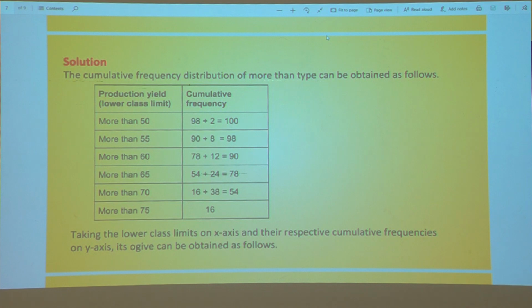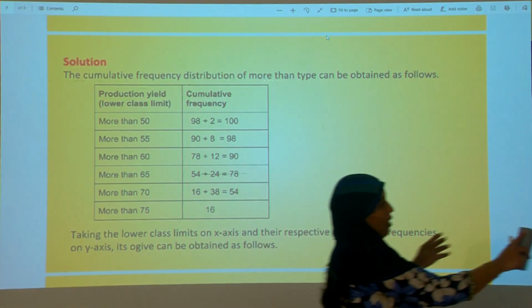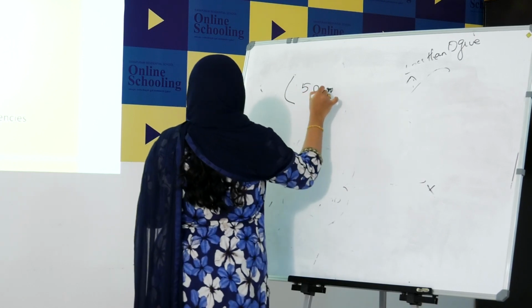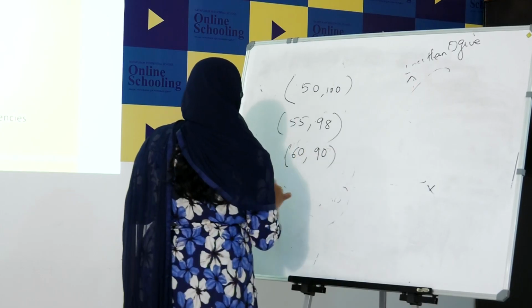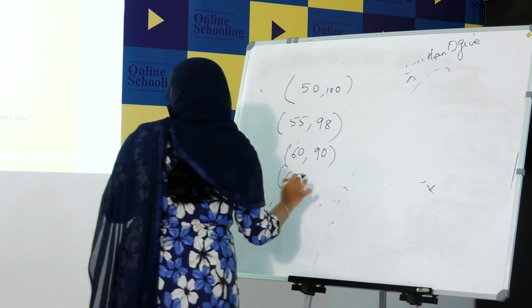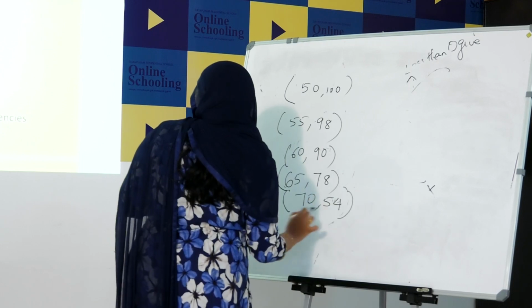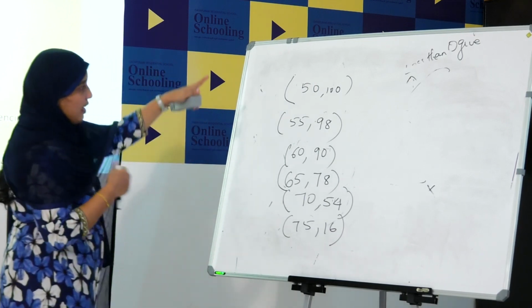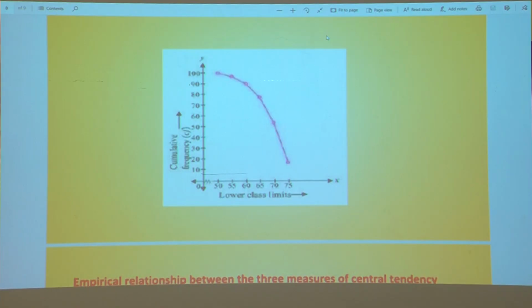Now we want to plot these points on a graph, and remember one thing, our points are 50, 100, 55, 98, 60, 90, 65, 78, 70, 54, 75, 16. So we want to plot these points on a graph. We get a graph like this.